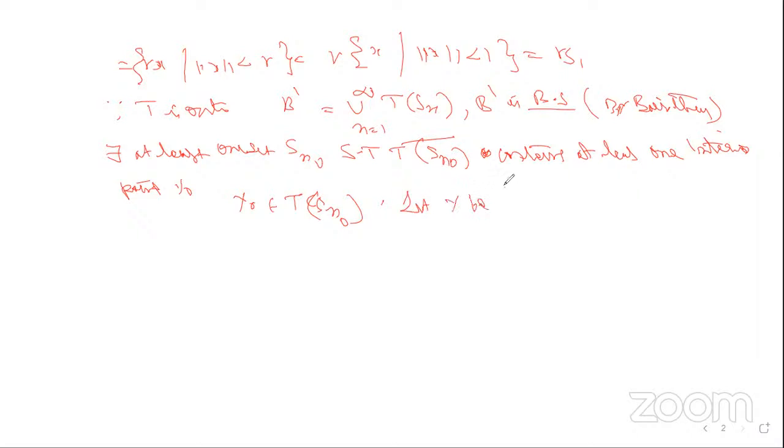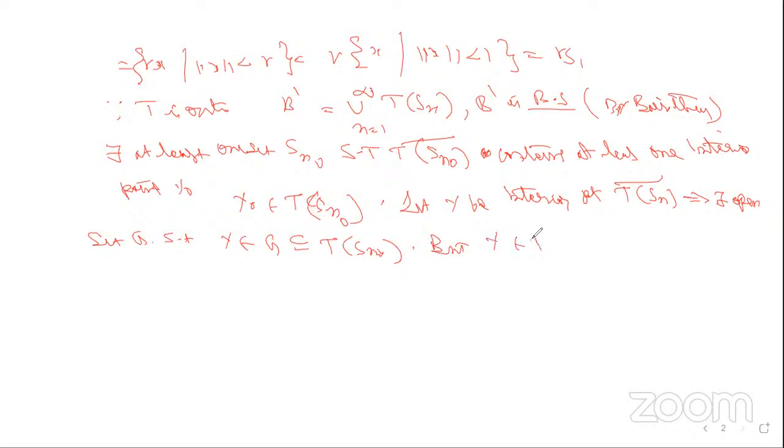Let y be an interior point of the closure of T of S_n0. Which implies there exists an open set G such that y belongs to G, a subset of the closure of T of S_n0. But here y belongs to T of S_n0. That implies y is a limit point of T of S_n0.